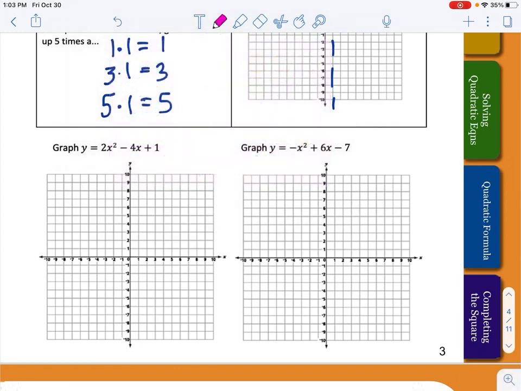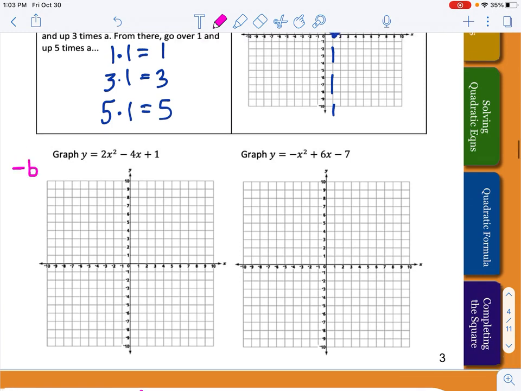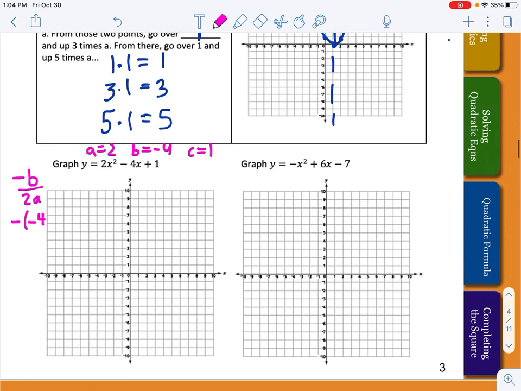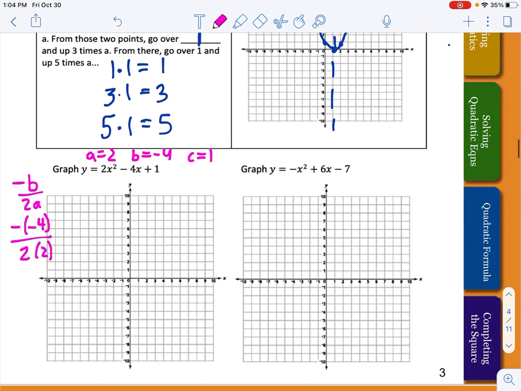We need to start by finding our vertex. Our vertex is negative b over 2a. So I say a is 2, b is -4, c is 1. I plug them in. So -4 over 2 times 2. So we get 4 over 4. So x equals 1.